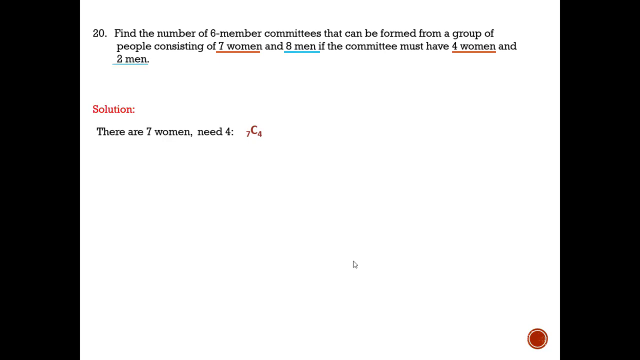There's 8 men and we need 2. Again, it's not telling us anything about the order of the men or certain positions, so this is also a combination: 8 choose 2, because they're from that same group. Of the 8 men, we're picking 2. So recall the formula for the combination, nCr: n factorial over n minus r factorial times r factorial. I can plug these values into that equation. For 7 choose 4, it's 7 factorial over 7 minus 4 factorial times 4 factorial.